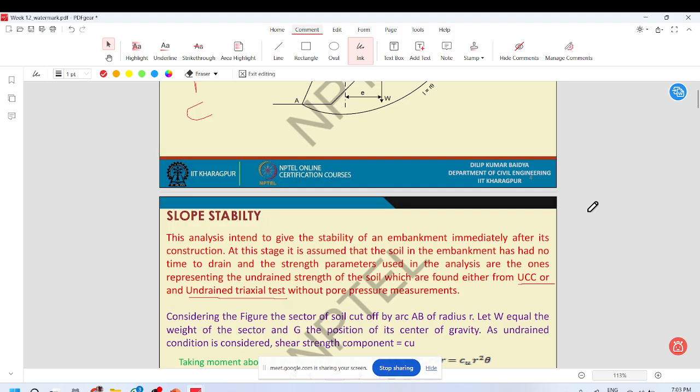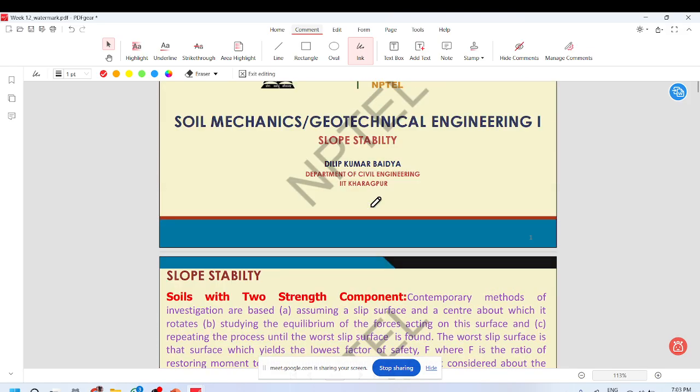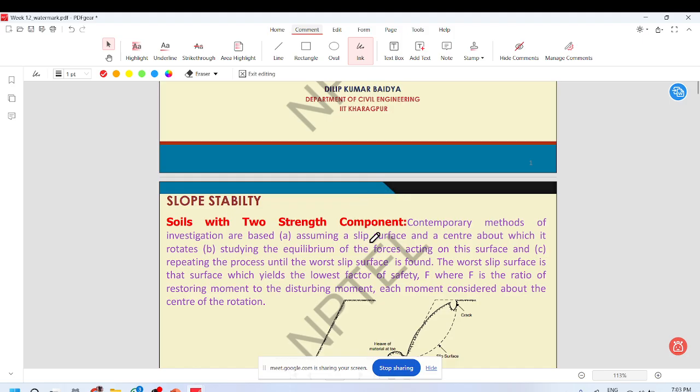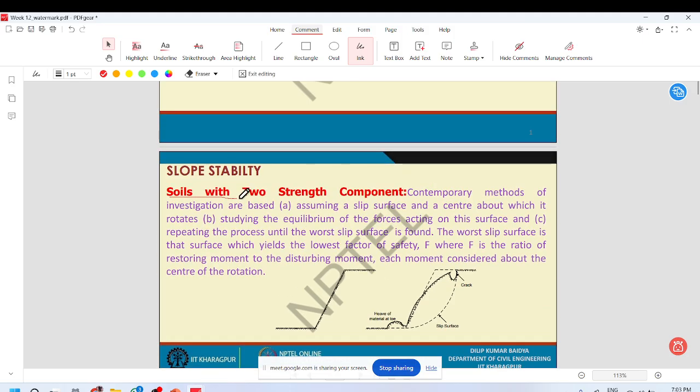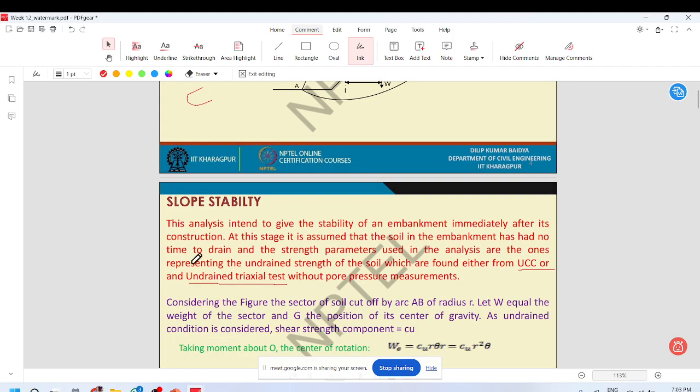So here what we are talking about is C-phi soils basically, with two components. First of all, because this is the specific case, stability of embankment immediately after the construction, it is assumed that soil in the embankment has no time to drain. We are not saying that the phi is zero, we are saying that phi u is zero.